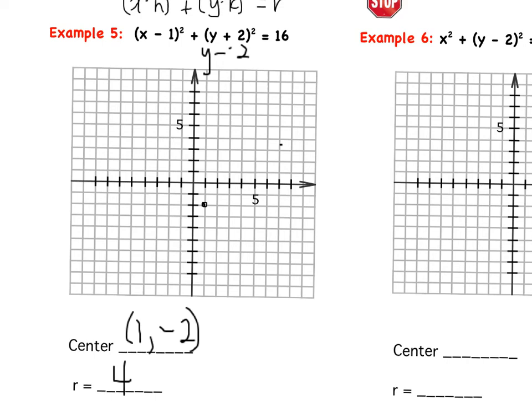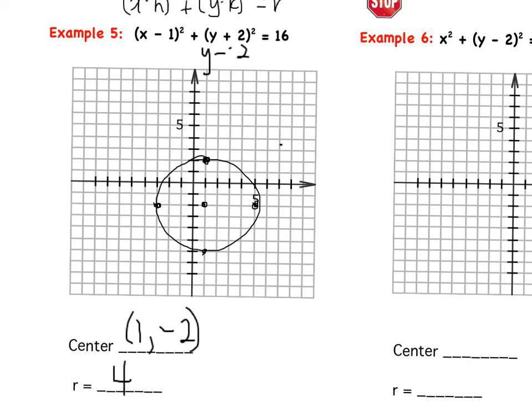So we go up 4, 1, 2, 3, 4, to the right 4, down 4, and to the left 4. Then we can sketch our circle using those 4 points. So that's all there is to graphing an equation of a circle.